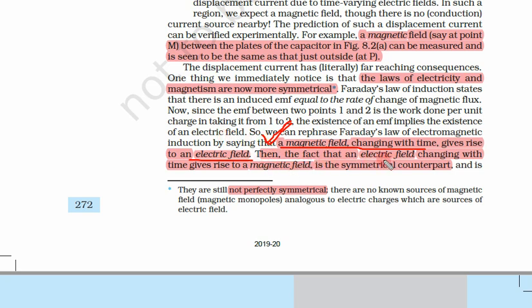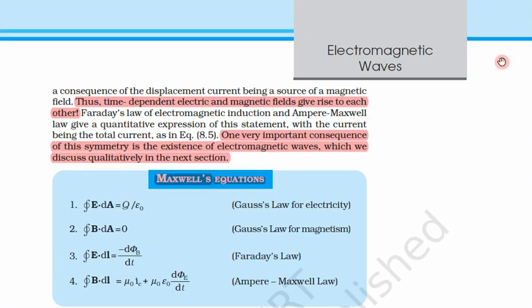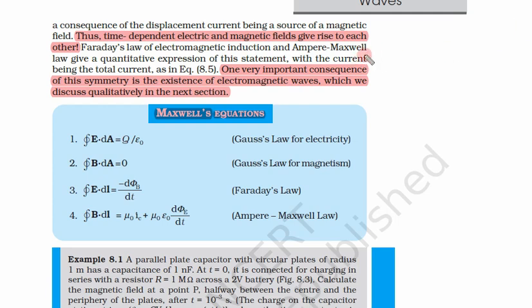Now in a similar way, what we have found here is that an electric field changing with time gives rise to a magnetic field. So now we have a similar thing in both magnetism and electrostatics. A changing magnetic field gives rise to an electric field, and a changing electric field gives rise to a magnetic field. So now these laws are much more symmetrical, not completely symmetrical, but much more symmetrical. Thus time dependent electric and magnetic fields give rise to each other.